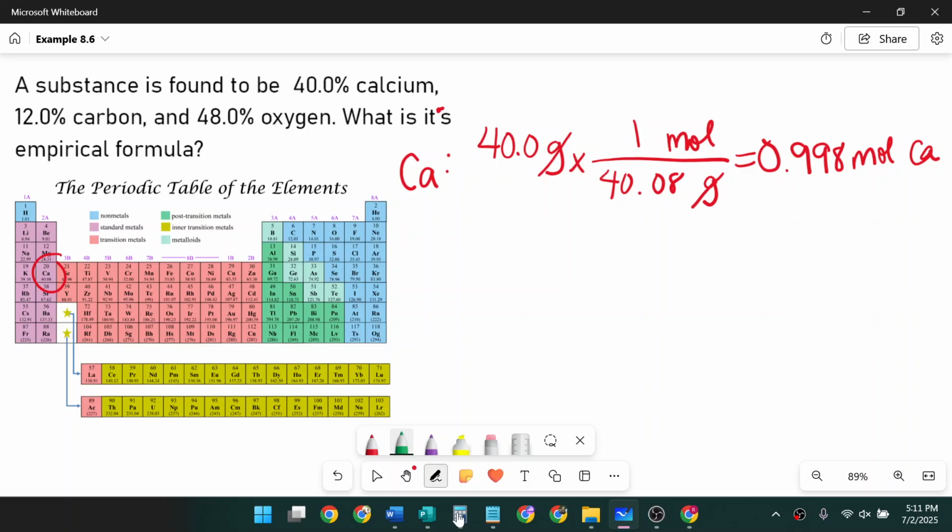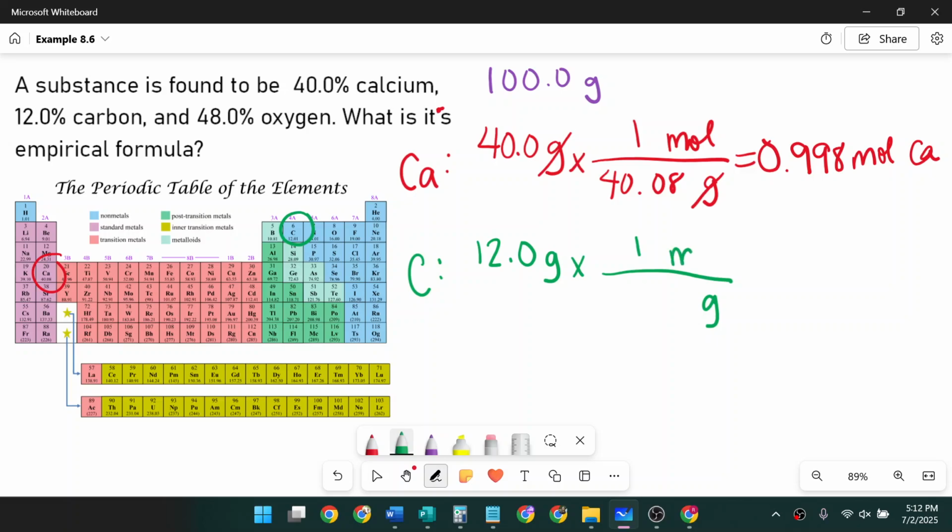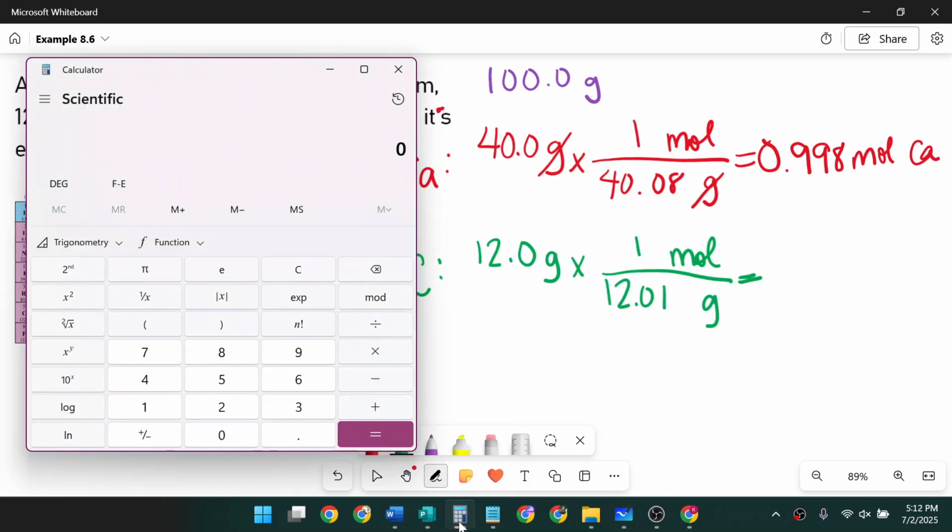All right, now let's do the carbon. So for carbon, pretending we still have this 100-gram sample, let's put this up here. So we're pretending that we have a 100-gram sample. So for carbon, that would mean that 12 grams of the 100 grams would be carbon. Carbon's right here. And so for carbon, for every 1 mole of carbon, we have 12.01 grams.